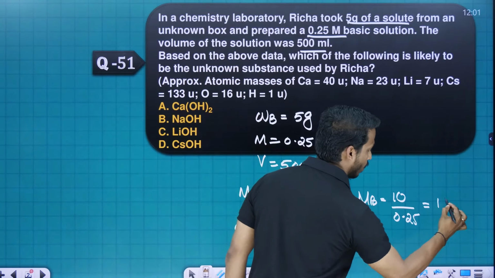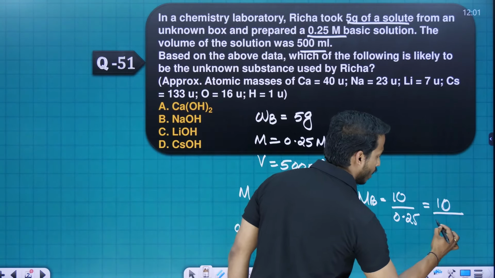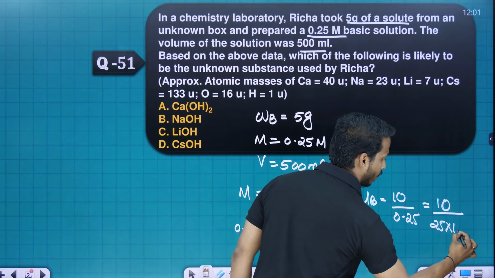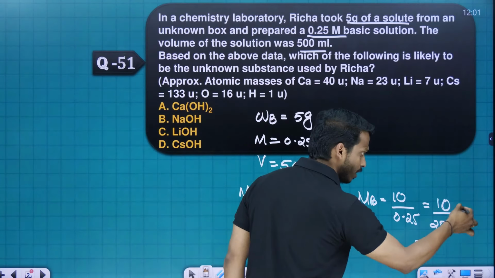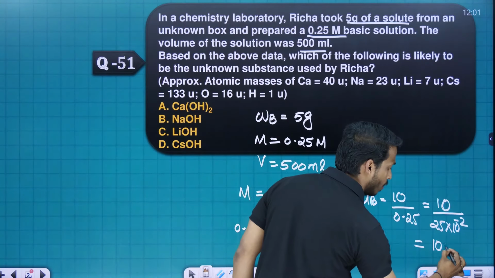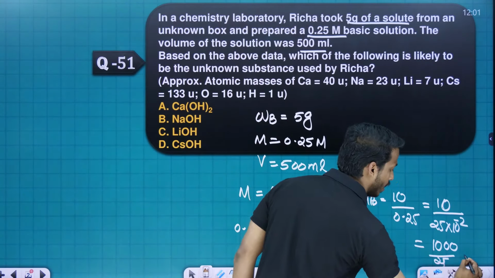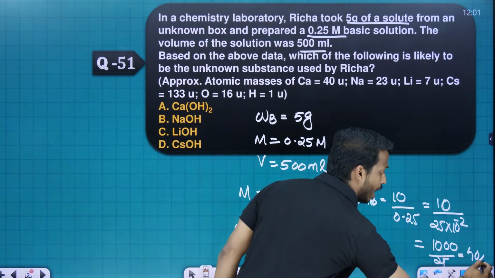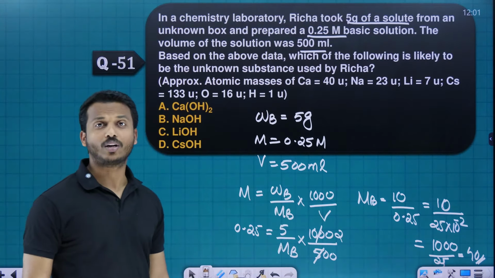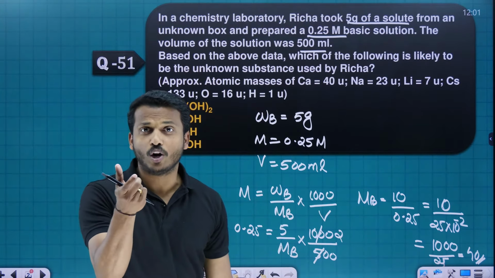What will it be? So we can write 10 divided by this one, we can write 25 into 10 raised to minus 2. So 10 raised to minus 2 goes to the numerator. 10 square into 10, 10 cube. That means 1000 divided by 25. 1000 divided by 25 is equal to what? 40 gram per mole. 40.